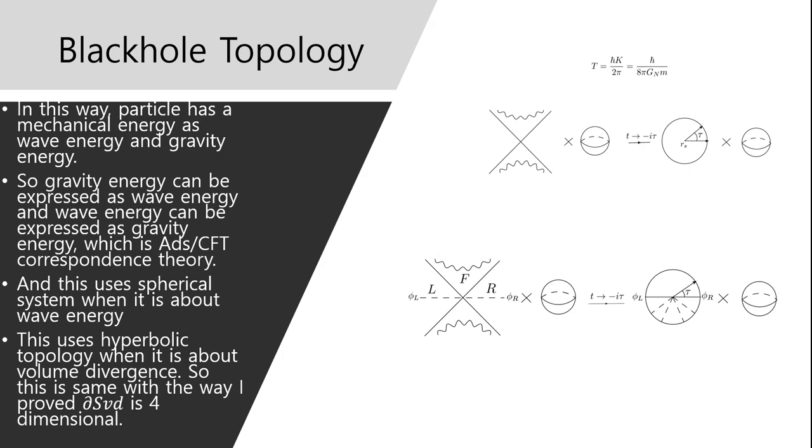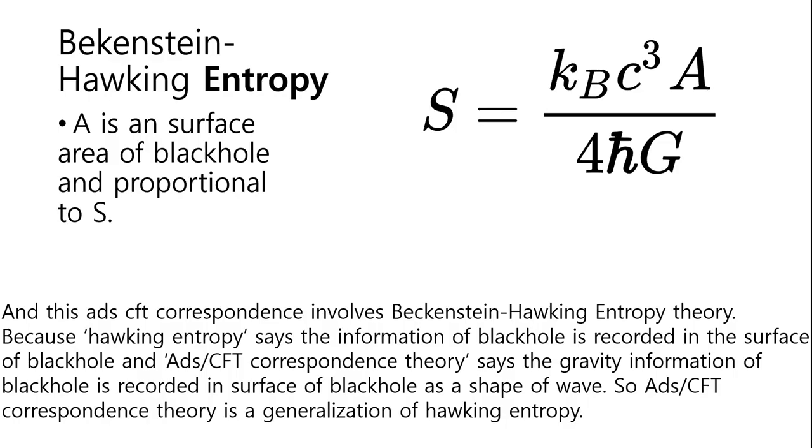In this way, a particle has mechanical energy as wave energy and gravity energy. So gravity energy can be expressed as wave energy, and wave energy can be expressed as gravity energy, which is AdS-CFT correspondence theory. And this uses a spherical system when it is about wave energy. This uses hyperbolic topology when it is about volume divergence. So this is the same as the way I proved dS3D is 4-dimensional.